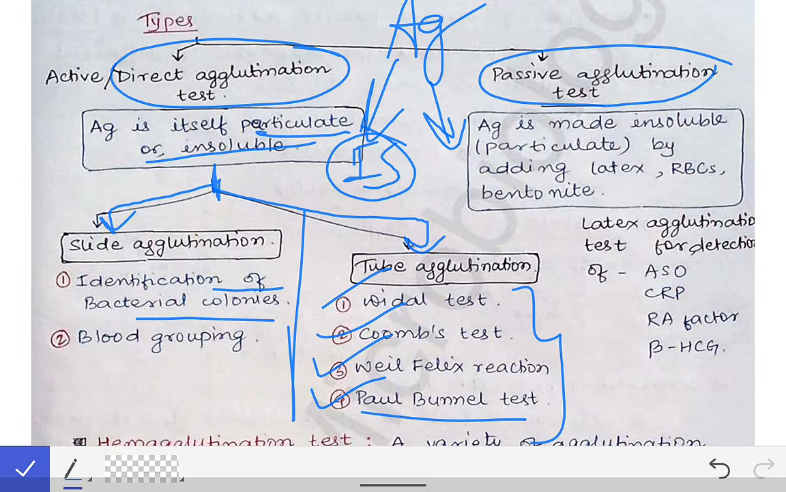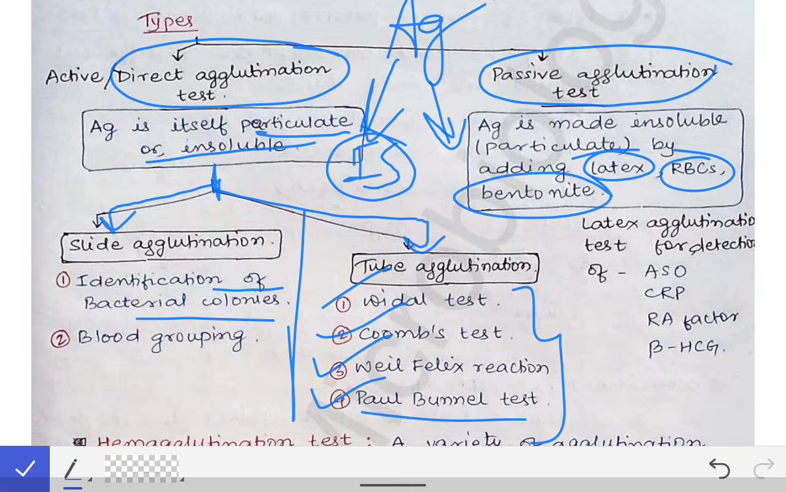Please remember the examples. Now coming to the passive agglutination test. As I described earlier, when an antigen is soluble, then we can make the antigen insoluble by adding some other substances like latex, RBCs, or bentonite. These are the three substances which are discussed in different literatures. We can add any one of these three substances to make an antigen insoluble, and then that insoluble antigen can produce the agglutination reaction, which is called the passive agglutination test.